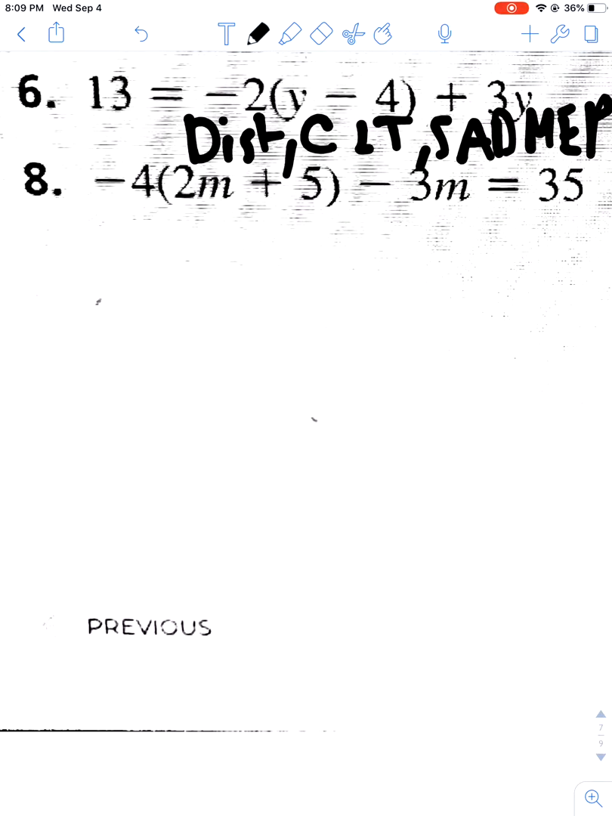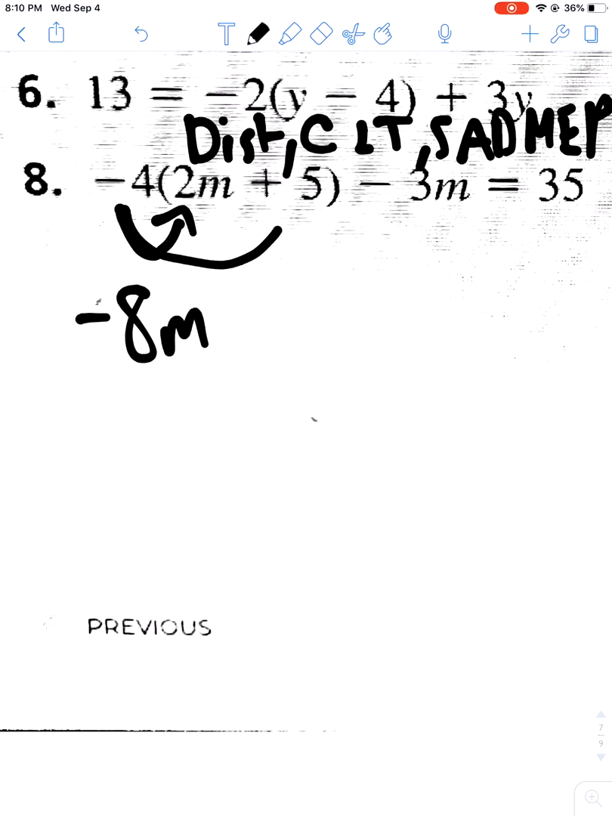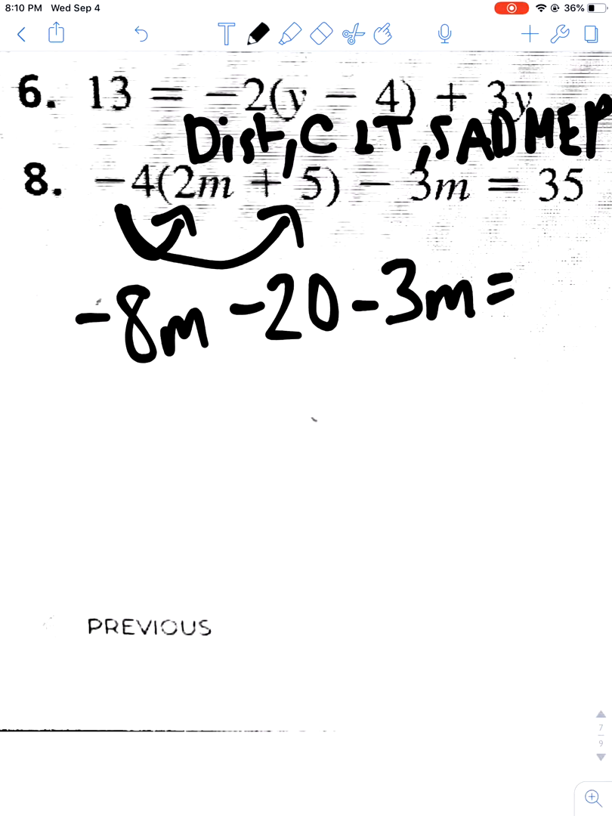When we distribute, we multiply. Negative 4 times 2m is negative 8m. Negative 4 times positive 5 is negative 20. Rewrite anything we didn't change. And there we go. We're done with distributing.